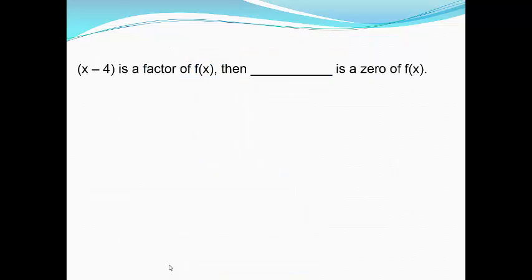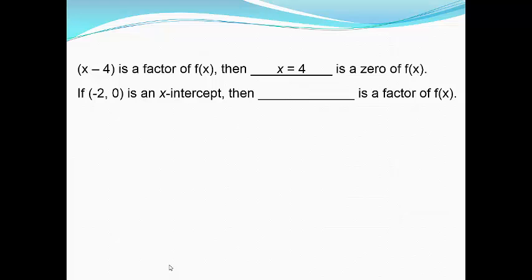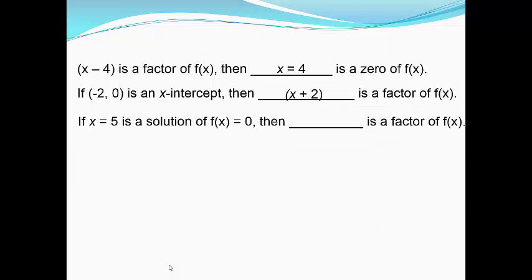All right, so our last part is going to be fill in the blank, talking about factors and x-intercepts and everything else. If x minus 4 is a factor of f of x, then x equals 4 is going to be a 0. If negative 2, 0 is an x-intercept, then the factor is going to be x plus 2. Again, we're looking at opposites here. If x equals 5 is a solution of f of x equals 0, then we want to do the opposite of a positive 5, which would make it x minus 5.